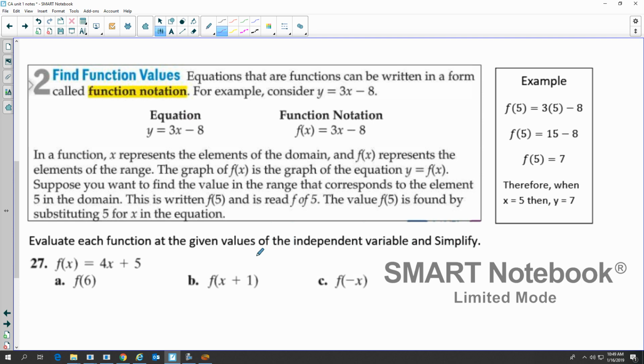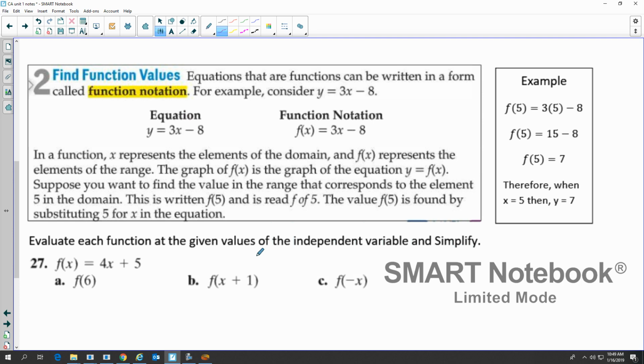So it's not f times x. Okay, so that's not what it means. A lot of times students have that misconception that it's saying, you know, f times x. No, it's actually pronounced f of x. And so what that means is we're going to replace x with different values, and what that tells you is, you know, evaluate your function at this value.